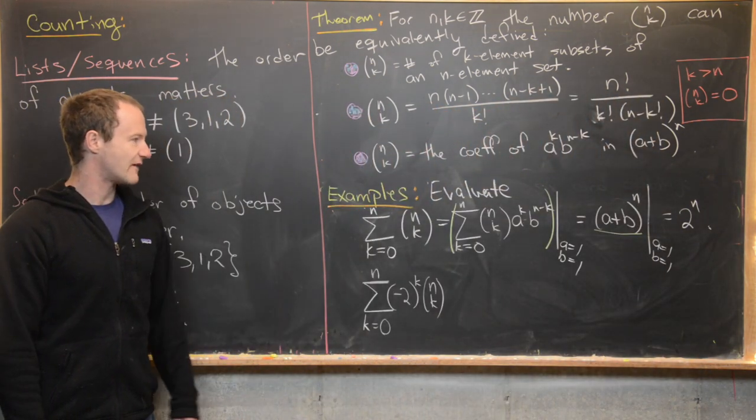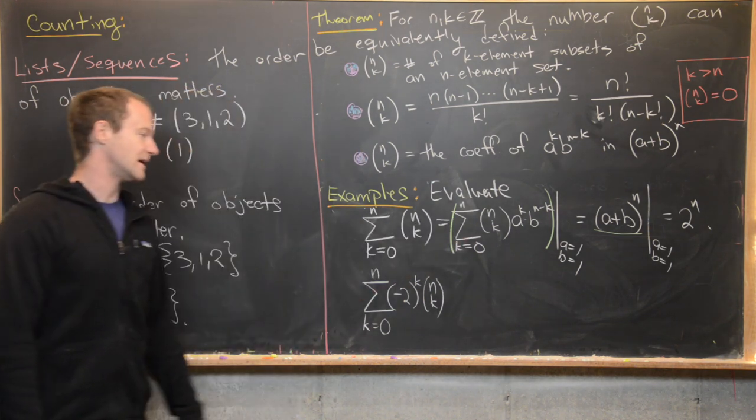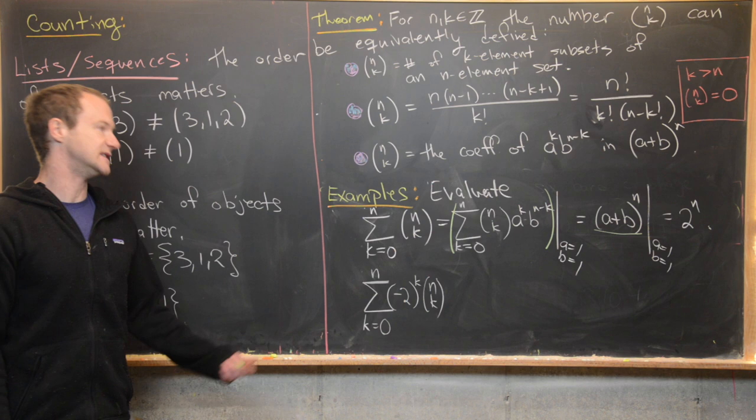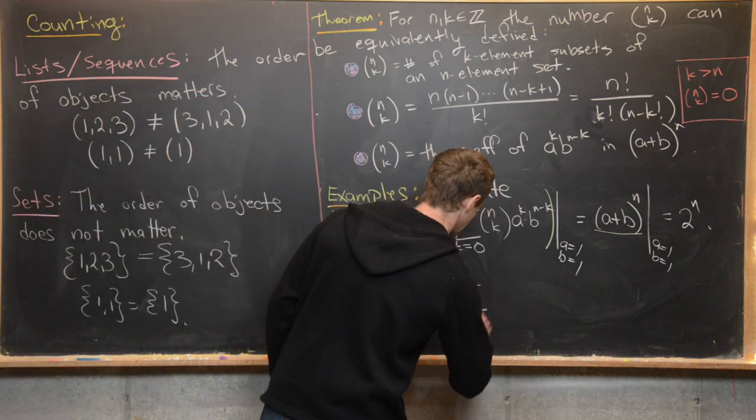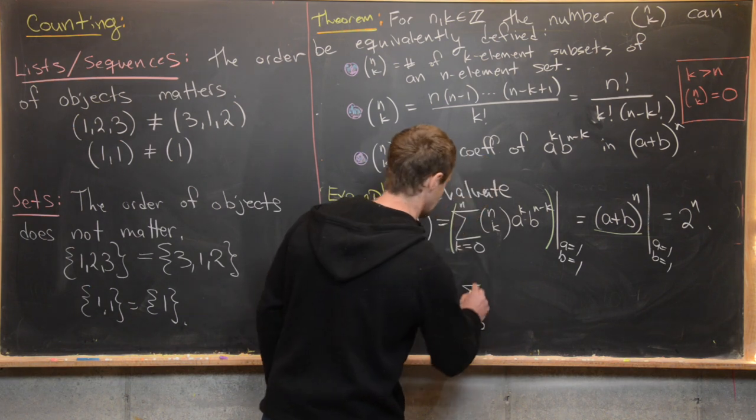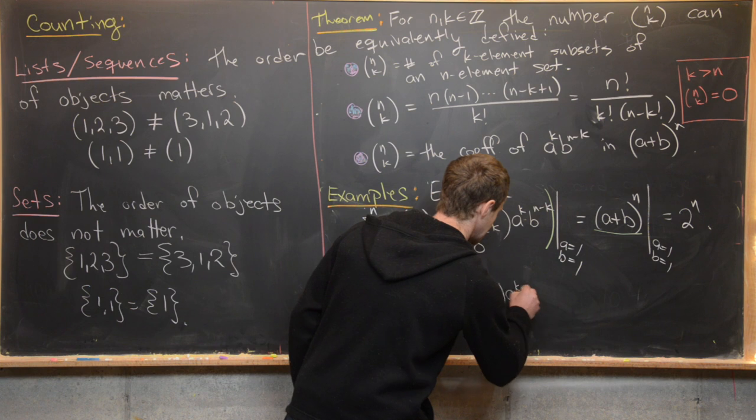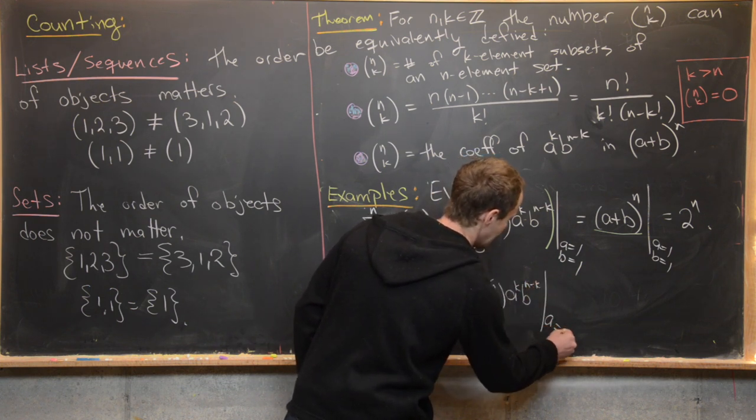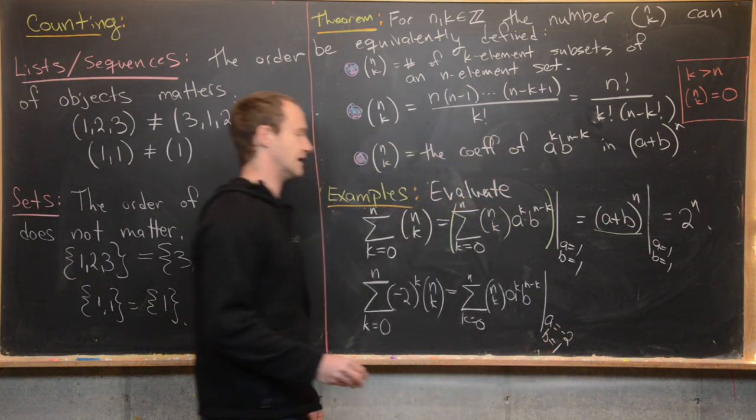So now let's see what we have here. Well, this is almost exactly the same. It's just now a is equal to negative 2 and b is equal to 1. So let's see, we've got this is the sum as k goes from 0 to n, n choose k. We have a to the k and then b to the n minus k. And like I said, a is being evaluated at negative 2 and b is being evaluated at 1 in this case.